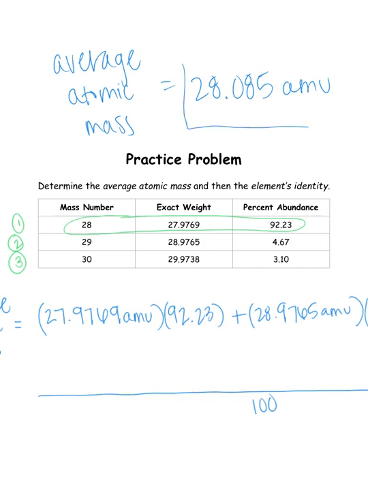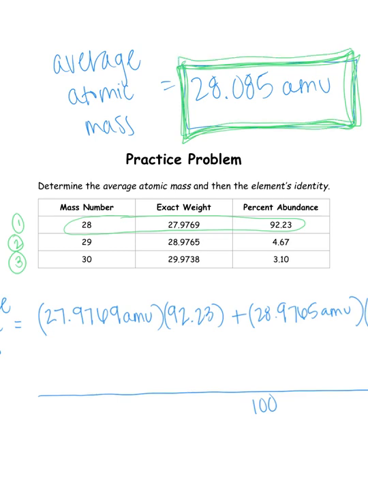So this number allows us now to identify the element's identity. Because remember, there were 2 parts to this problem. Not only did we have to solve for the average atomic mass, but then we had to use that average atomic mass to figure out what element this is. And here's how we can do it. We can use the periodic table to match the average atomic mass that we just calculated to the average atomic masses listed on the periodic table for each element, and we can figure out what element this must be.